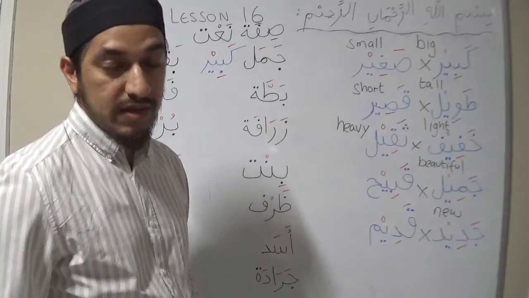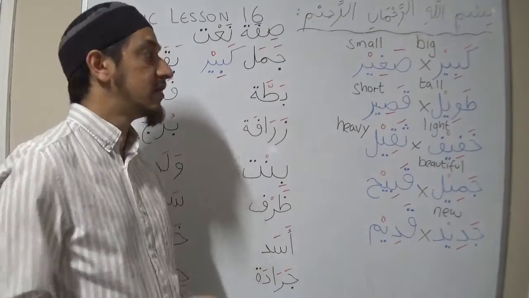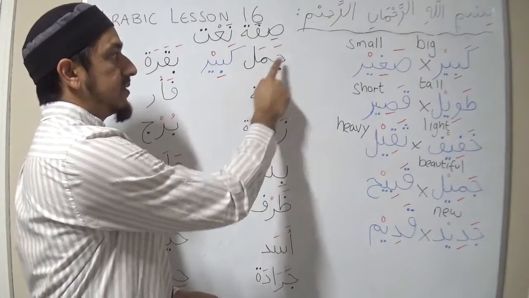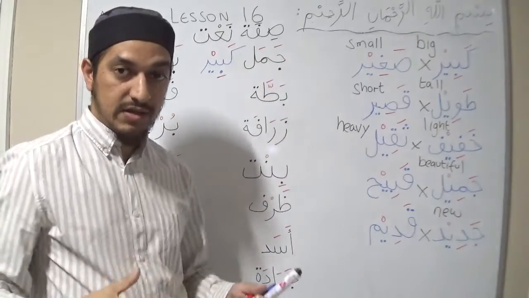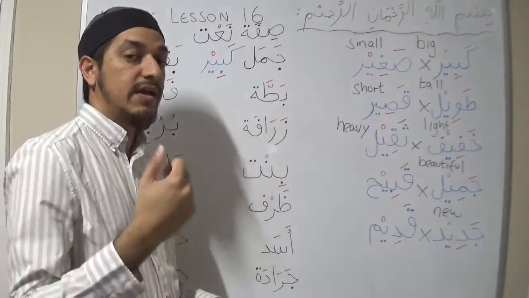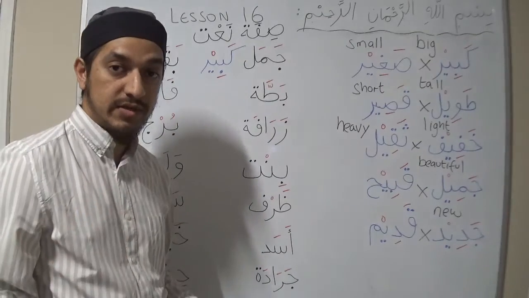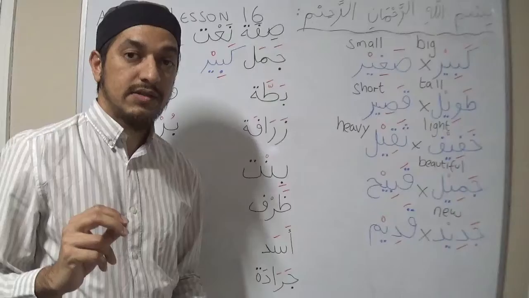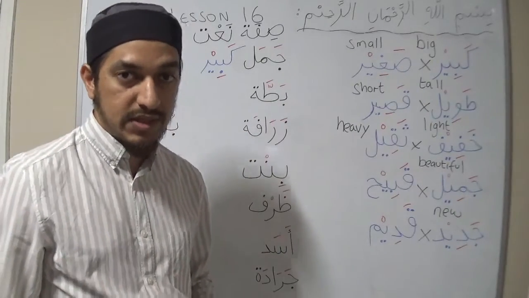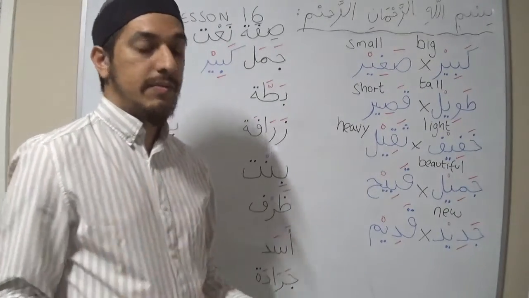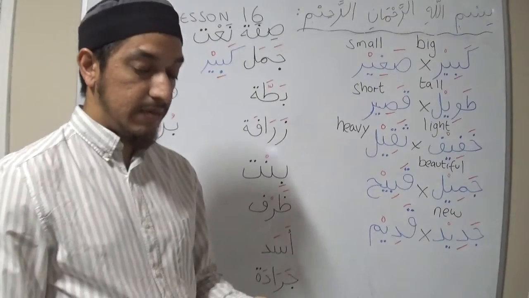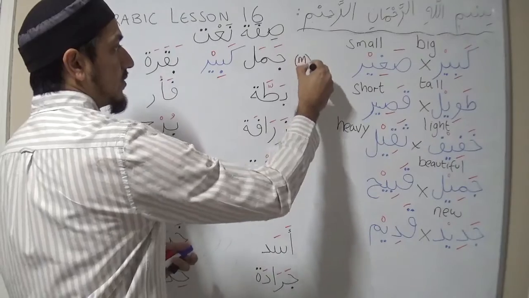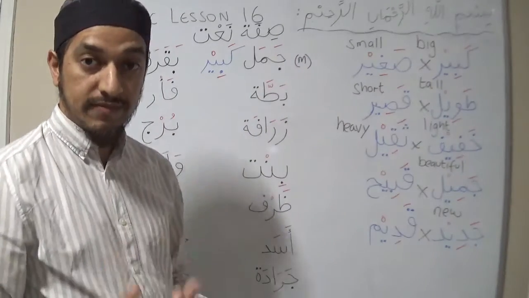And the second thing is, the adjective follows the noun in two things. First being if it has the alif lam or not, so that's in terms of being specified or not specified. And the second thing is the gender. So here we have jamal, and normally we said the ta marbuta is the thing that tells us that it's a feminine word. So jamal is a masculine word, and that's why kabir is in the masculine form.